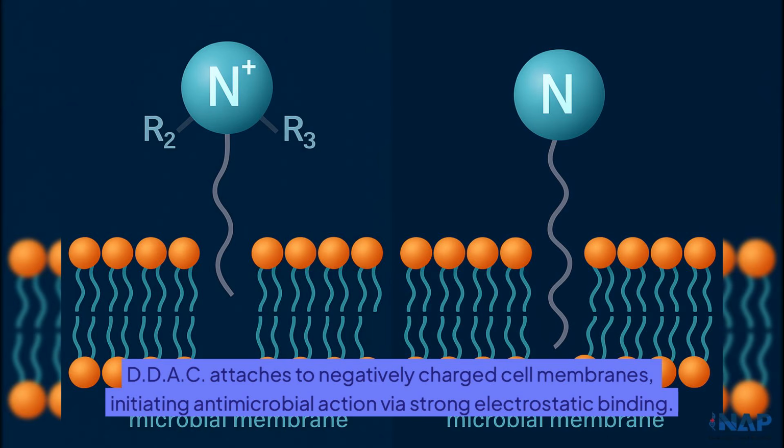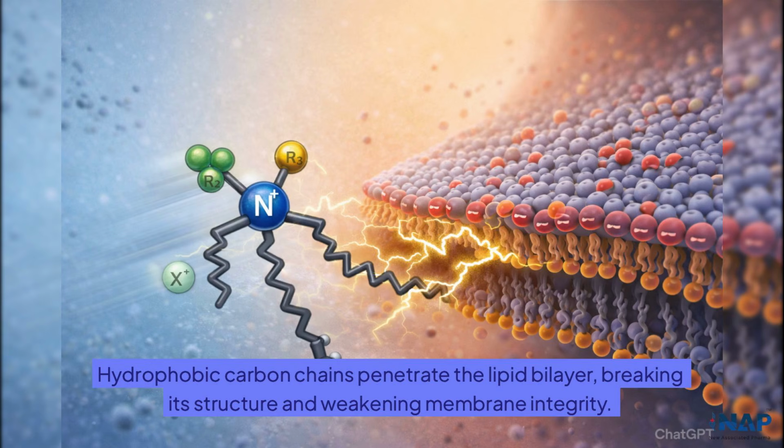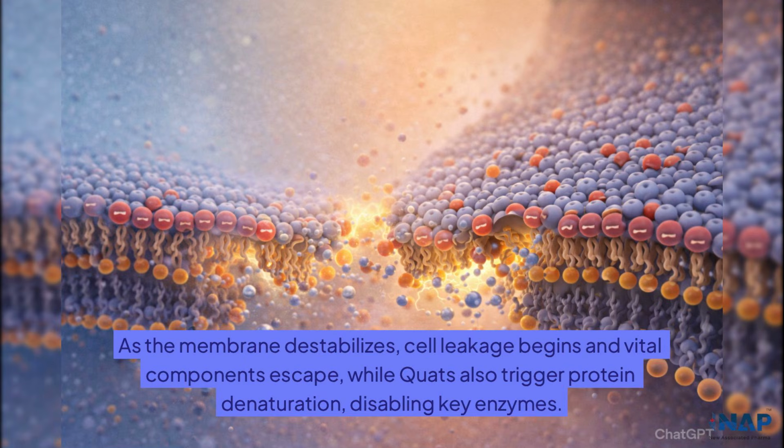The mechanism of action begins with membrane binding. Positively charged molecules, such as DDAC, attach to negatively charged bacterial cell membranes through electrostatic attraction. Next comes membrane destruction. The hydrophobic carbon chains penetrate and disrupt the lipid bilayer structure of the cell membrane, compromising its integrity. As the membrane becomes destabilized, cell leakage occurs. Essential intracellular components begin to escape, impairing vital cellular functions.